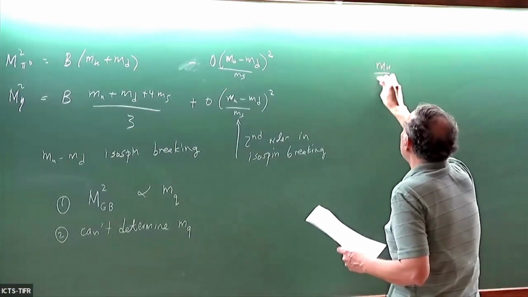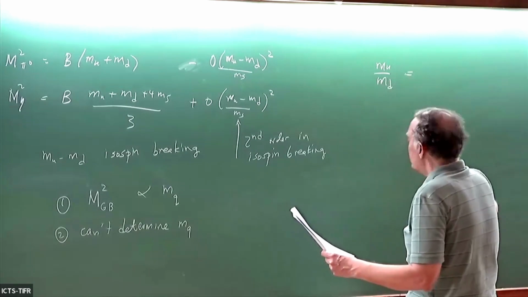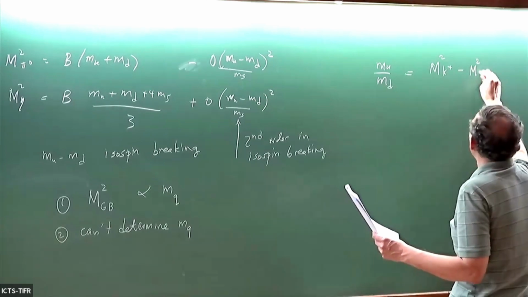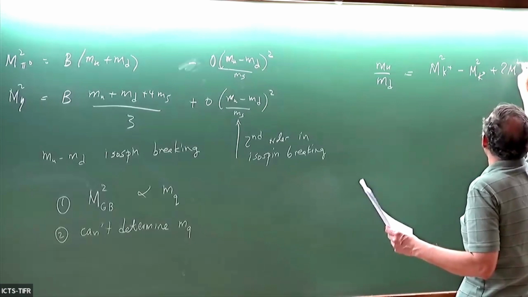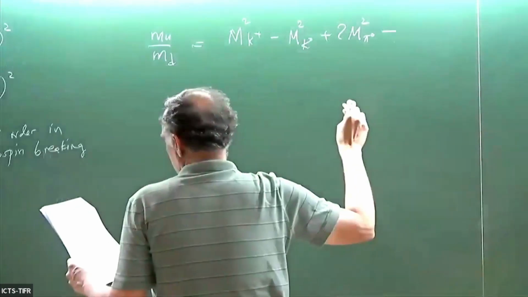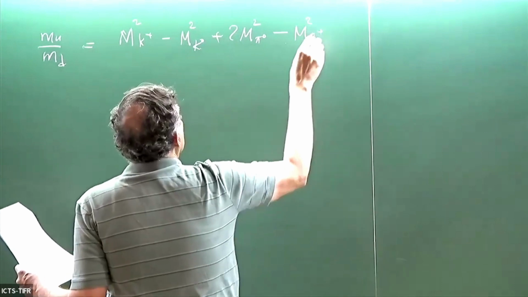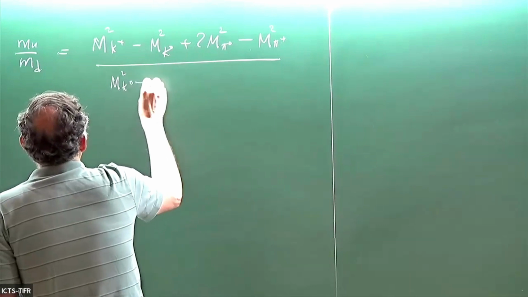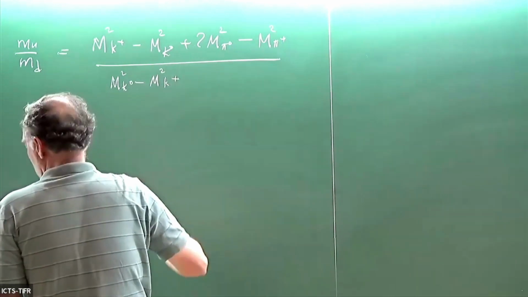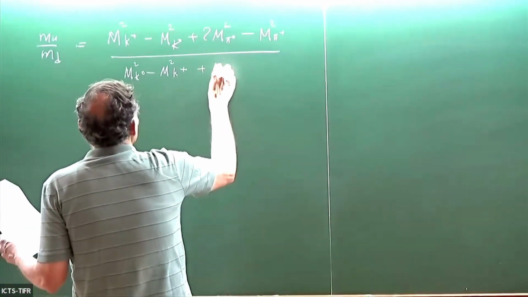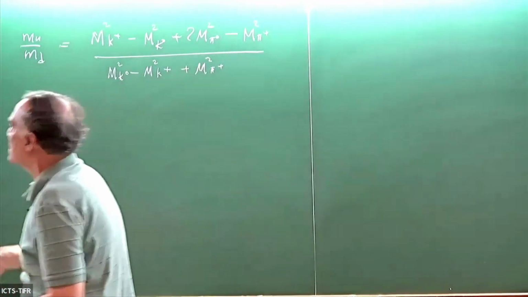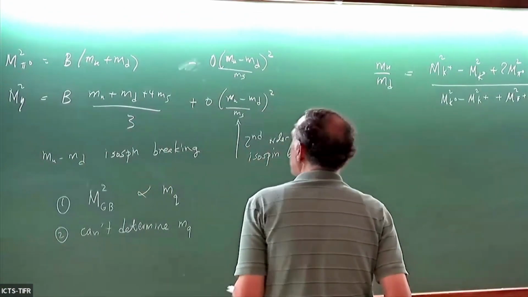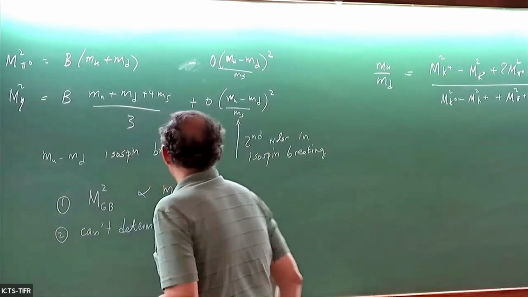if you take suitable linear combinations, you can get mu over md, which is m squared k plus minus m squared k0 plus 2 m squared pi 0 minus m squared pi plus, over m squared k0 minus m squared k plus plus m squared pi plus. Okay. So I'll just verify this. Just plug in these formulae for all the m squareds, and you'll see that you end up with the ratio mu over md, and this delta electromagnetic cancels, etc.